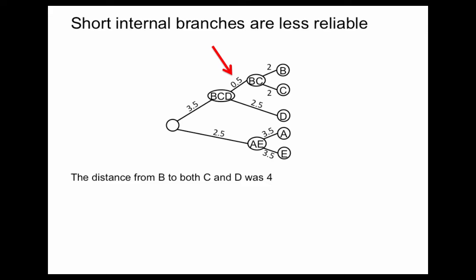about 0.5, and that's because if we look, you can see the distance from B to C and the distance from B to D was both 4. And it's just really short because we had to pick one instead of considering they all split off at the same time. I think that's all I have for that comment.